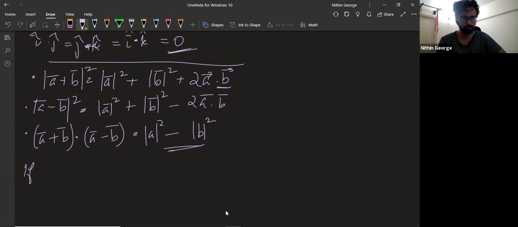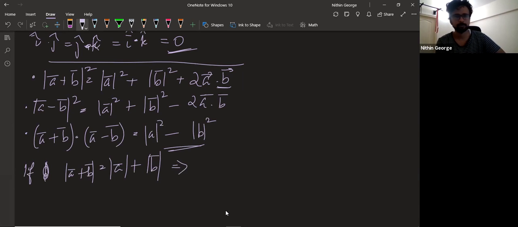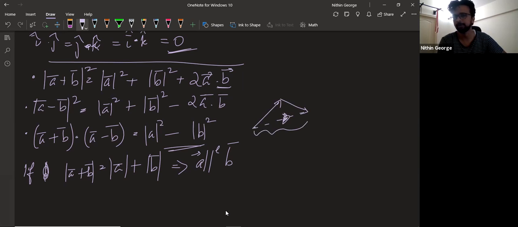Now, if you get A plus B equal to mod A plus mod B, what does that mean? A is parallel to B, okay? Both face in the same direction. Generally, what do you do when you have A and another B here? You form the third side of the triangle in the opposite sense. This is A plus B, the length of A plus B.